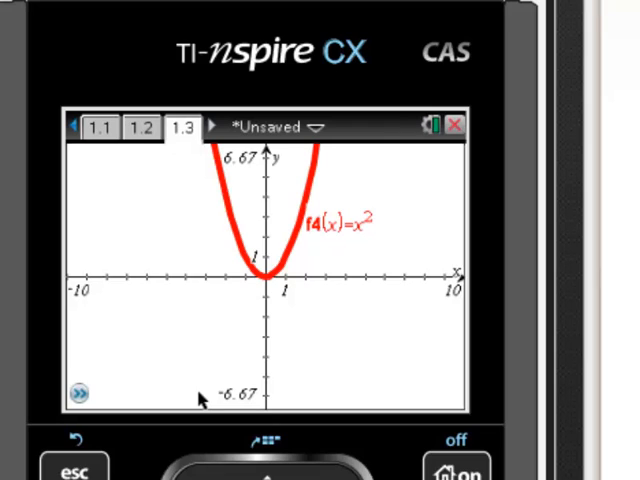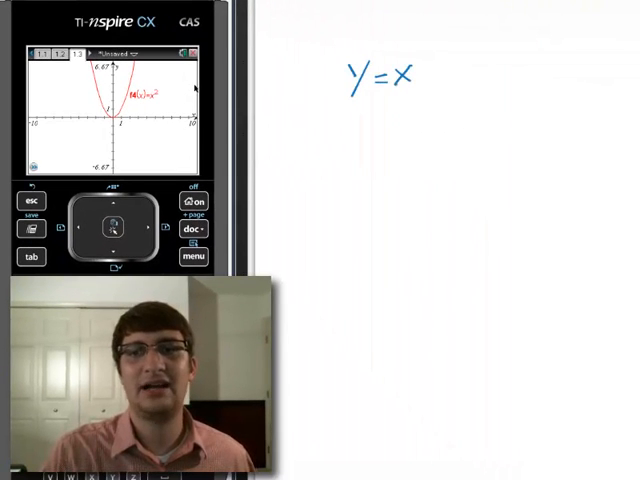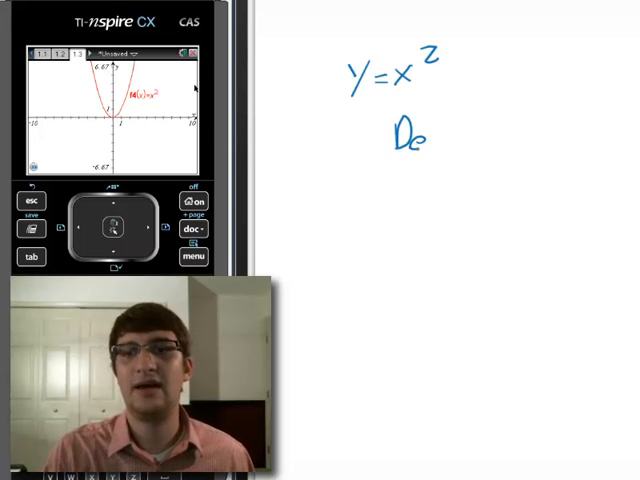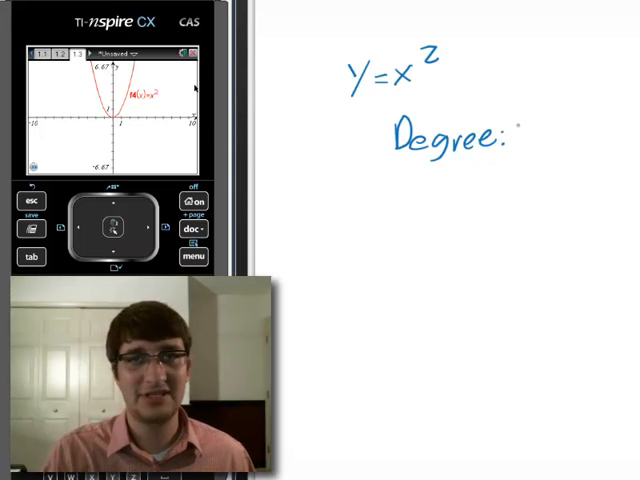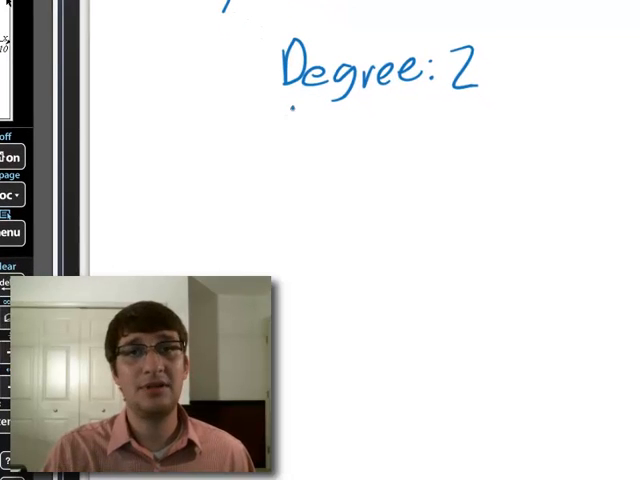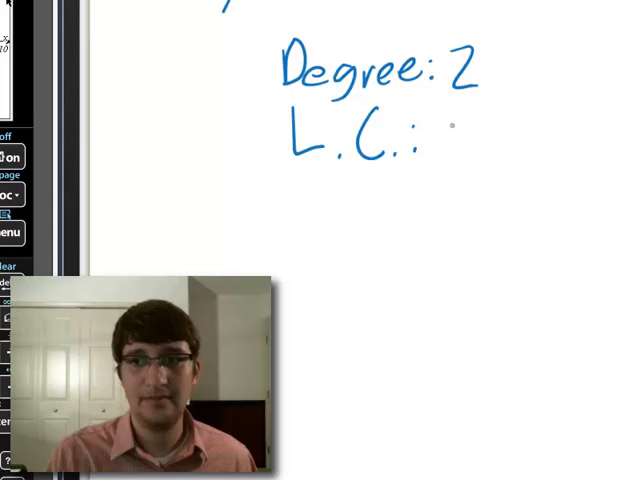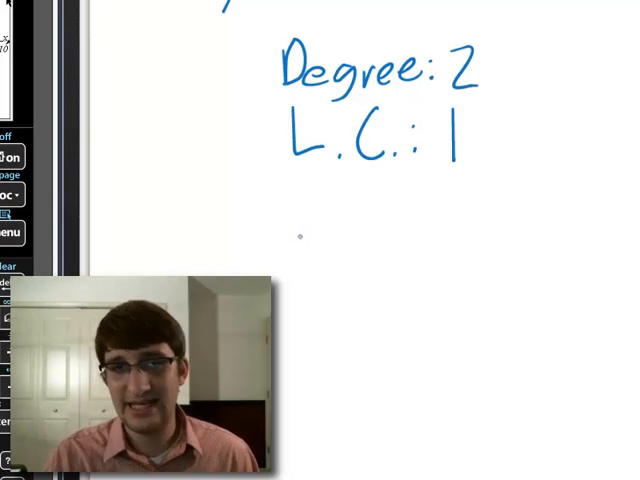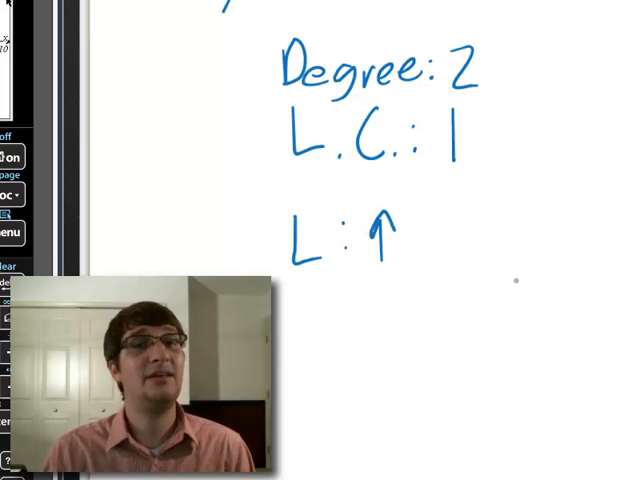First of all, let's talk about the equation for a parabola. It's y equals x squared. What's the degree? Well, the degree of that polynomial is going to be 2. And what's the leading coefficient? Again, it's going to be 1. If there's nothing there, we just list 1. So the leading coefficient is positive. The degree is even this time, and you'll notice that the left and the right tail are both pointing up.